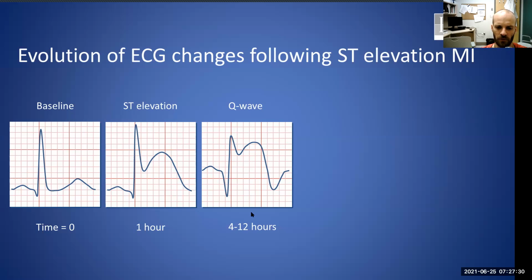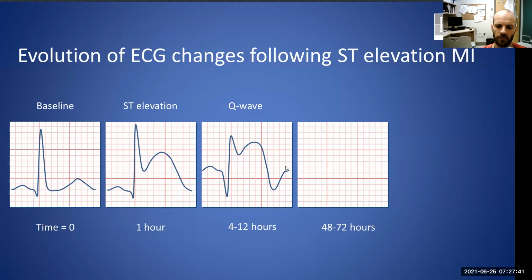So between 4 and 12 hours, we start to develop Q waves but we still have ST segment elevation. And you can see that the T waves are starting to go down here as well. 2 to 3 days after a myocardial infarction, the ST segments will generally, not always, but generally start coming back down again. The Q waves will remain. You can see that the R wave is much smaller than it was at baseline. And we've still got this big, deep T wave inversion that has in fact evolved even further. The T wave inversion has progressed more between 12 and 48 to 72 hours.